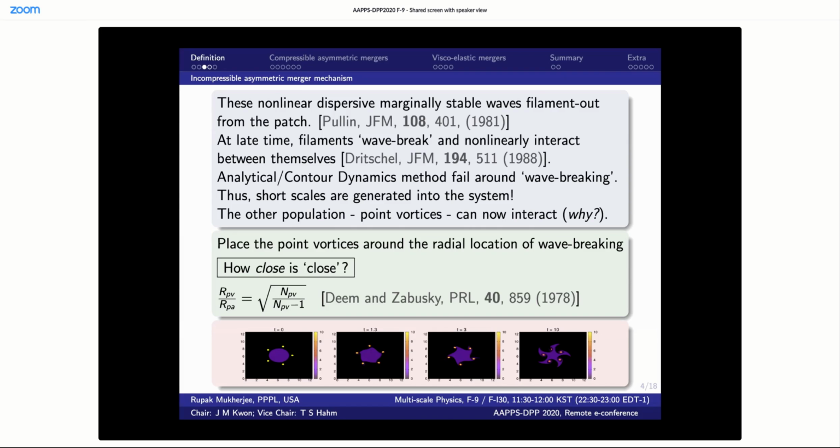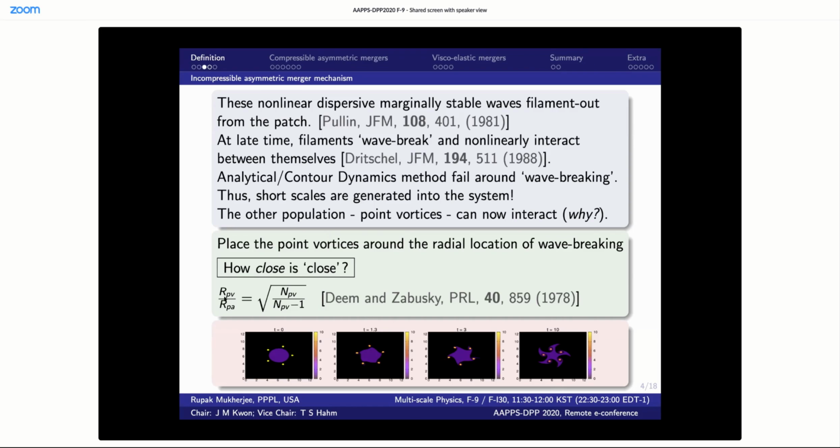So now you can see that you have several k generated in the system, several length scales generated in the system. And now the other population, that is the patch vortex, which has generated these different scales, can now interact. What do I mean by interact? I'll be explaining it later. But now let's come back to the question: where should we put these point vortices to excite the waves?